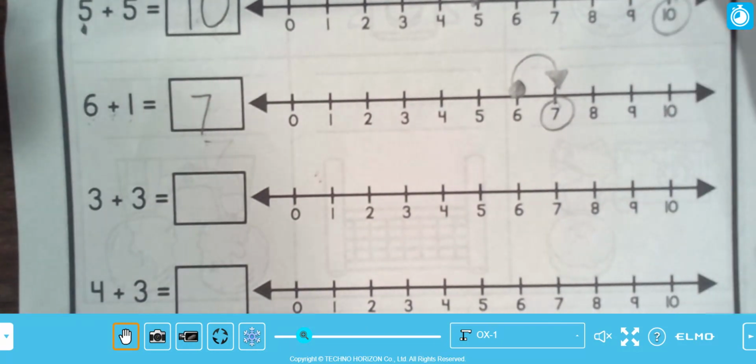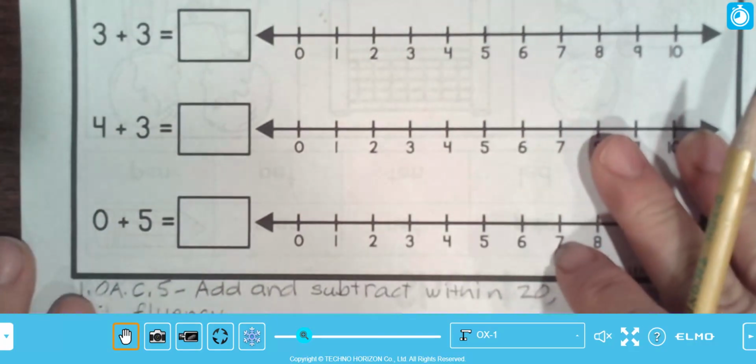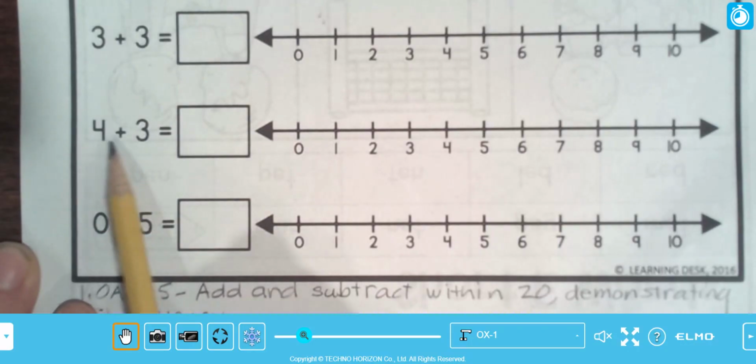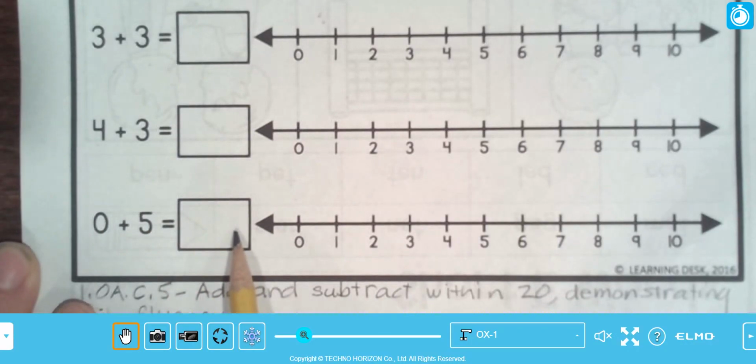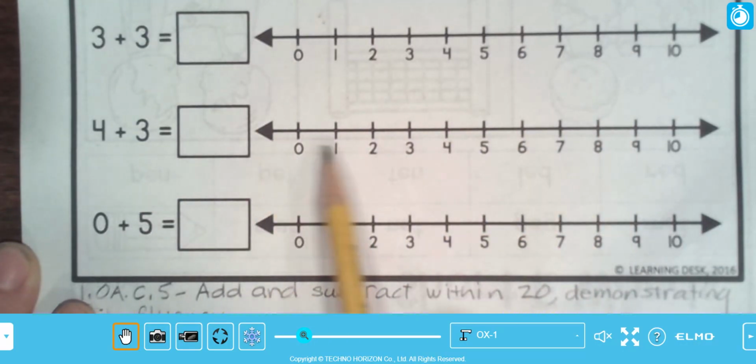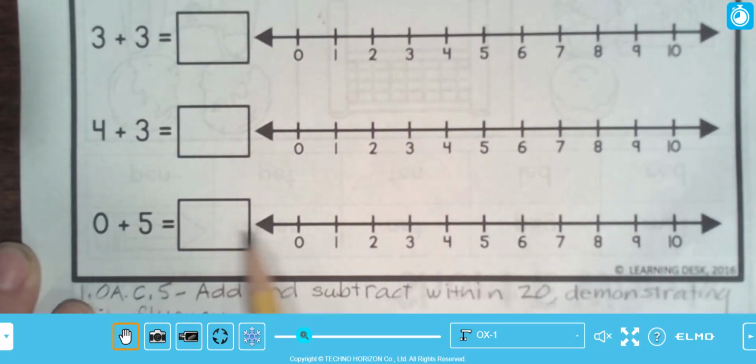Okay. So now, lovies, you only have 3 left. 3 plus 3 equals blank. 4 plus 3 equals blank. And 0 plus 5 equals blank. You're going to have to do these 3 without me. You're going to have to do them by yourself to show that you understand how to do them. If you get stuck and you don't remember how to do it, you can ask somebody to help you.